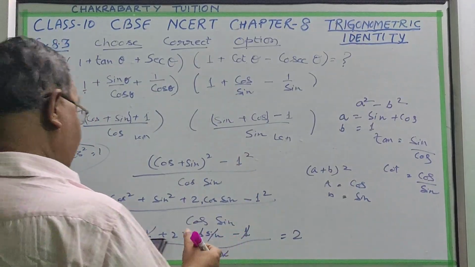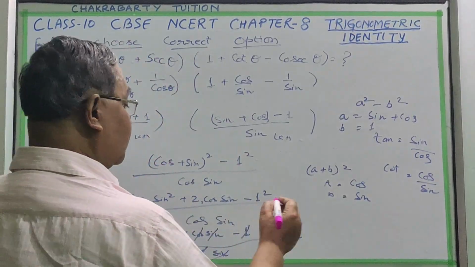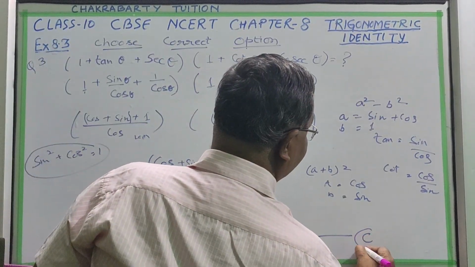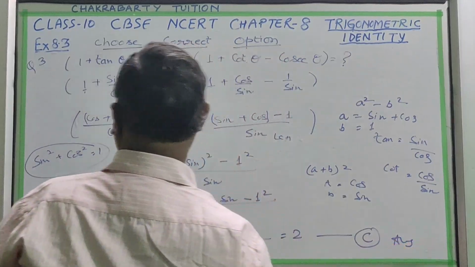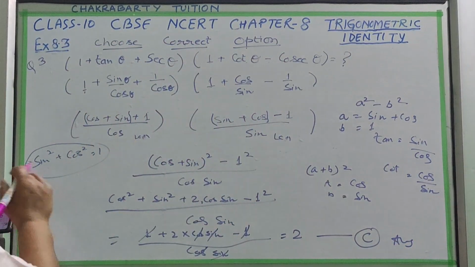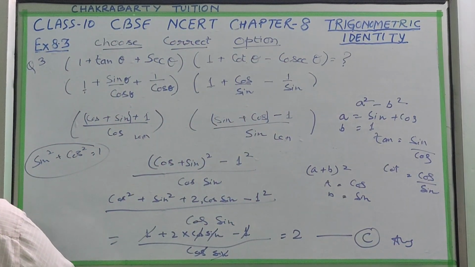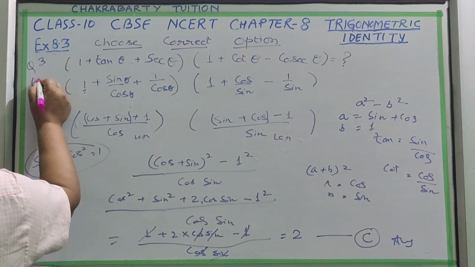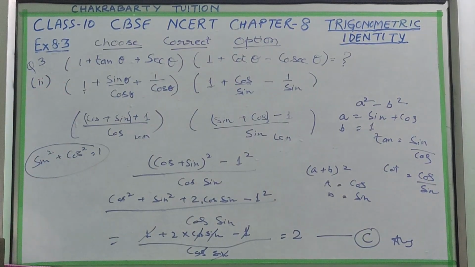Now we have to see which option is 2. So 2 is coming in your option C. So C will be your answer. Okay. So this question number 2 we have solved. Now third we will be doing.